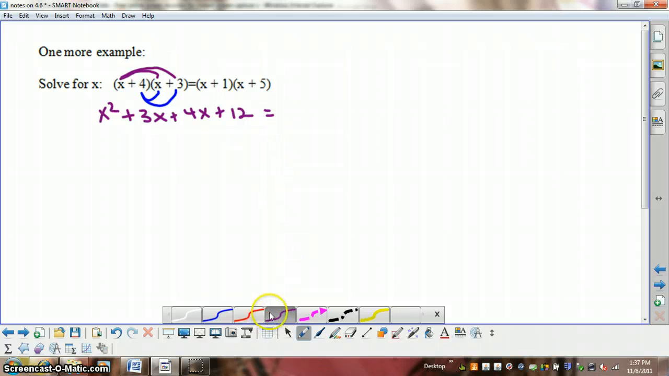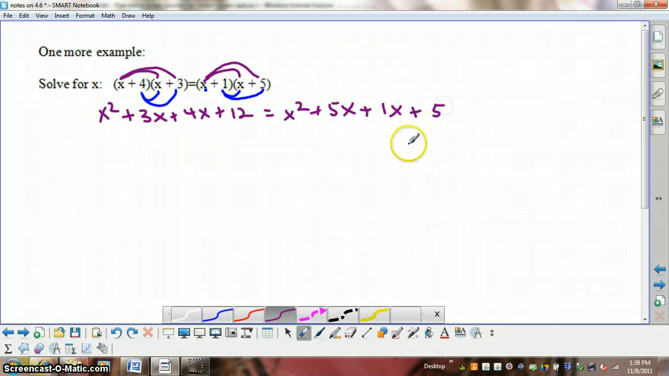Don't want to forget about the right-hand side of the equal sign here. We're going to take the x times the x and the x times the 5. So x times x gives us x squared. X times 5 gives us 5x. And then we're going to multiply the 1 times the x and the 1 times the 5. 1 times the x gives us 1x. I'll put the 1 there for emphasis, although we technically don't need that 1. And then 1 times the 5 gives us 5.